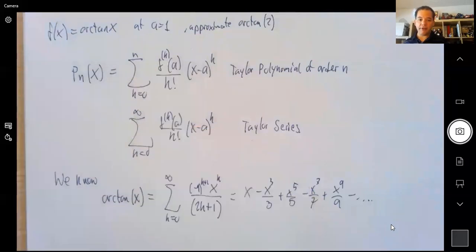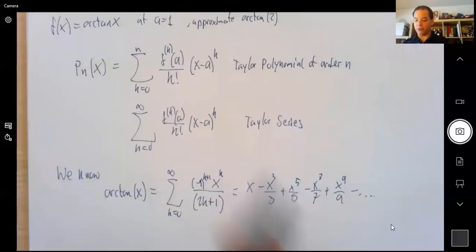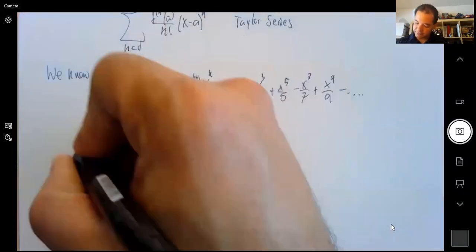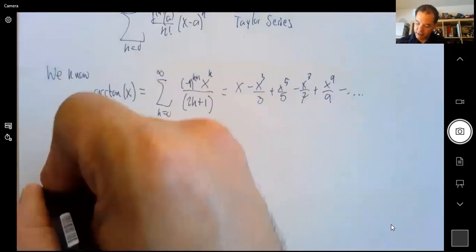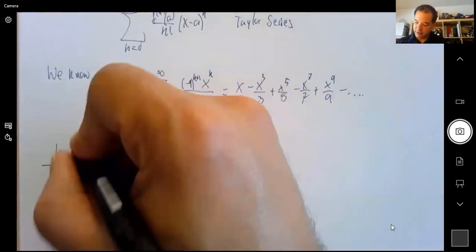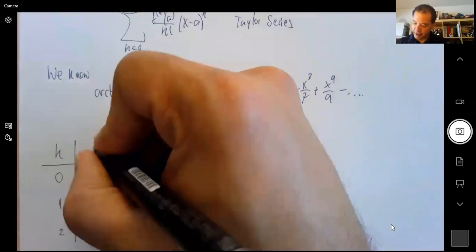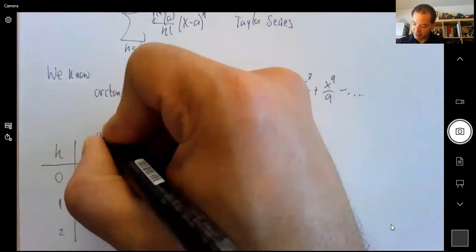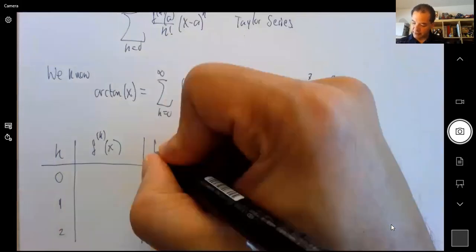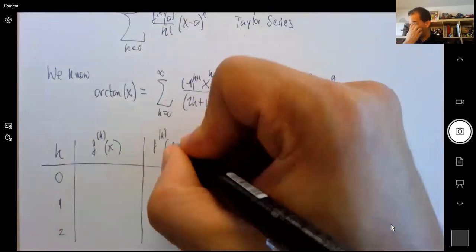So the best way I recommend for you to do these problems is to do a little table, right? So here's the table that I will set up. I put the k over here. I'm going to need 0, 1, and 2. Then I need to figure out what's the kth derivative of x, and then figure out what is the kth derivative when we plug in 1.